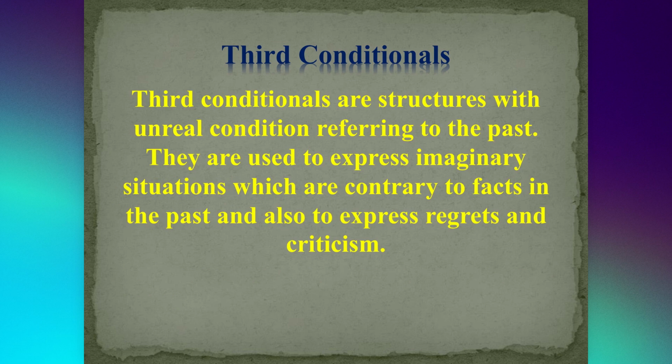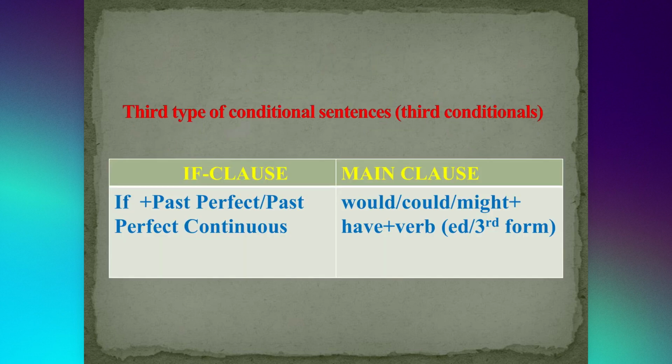Third conditionals. Third conditionals are structures with unreal condition referring to the past. They are used to express imaginary situations which are contrary to facts in the past and also to express regrets and criticism. The formation of third type of conditional sentences or third conditionals. In the if clauses, after the conjunction if, you will use past perfect or past perfect continuous.